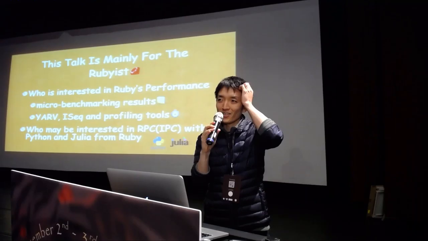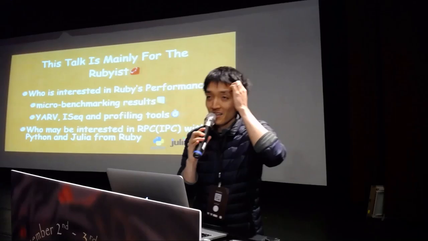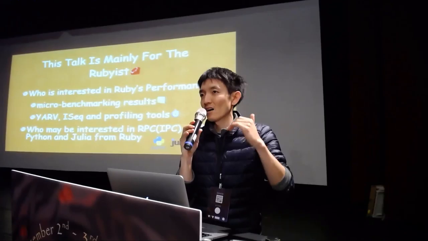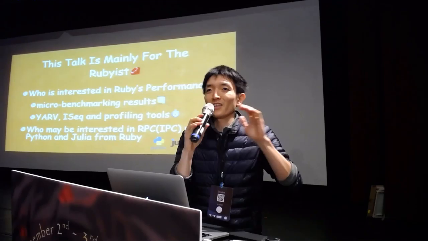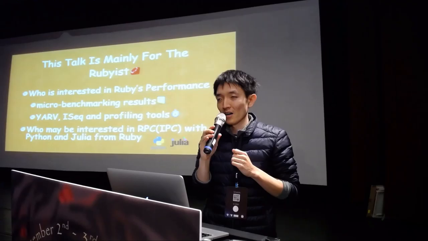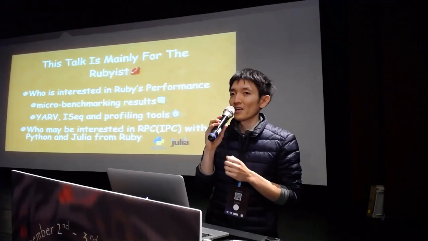First, who is this talk's target? This talk is mainly for Rubyists who are interested in Ruby's performance. It is a beginner to intermediate level technical talk, and not that deep, so please do not expect too much. It is also for those who may be interested in remote procedure calls, especially if you want to call a Python library or a Julia library from Ruby.